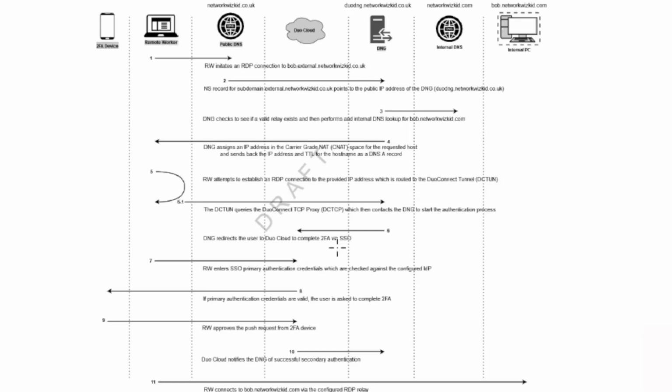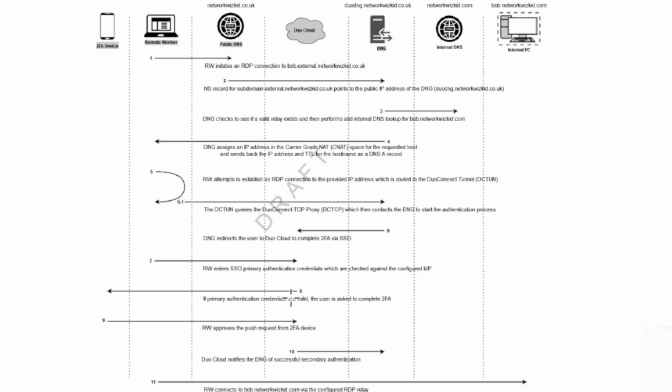Once that user's completed that primary authentication, the remote worker enters, I guess that's step 7. So the remote worker enters the SSO primary authentication credentials, which are then checked against the configured identity provider. And we'll take a look at the different sort of identity providers that we can have shortly. And then if the primary credentials are valid, the user is asked to then complete the two-factor authentication as part of what Duo does essentially.